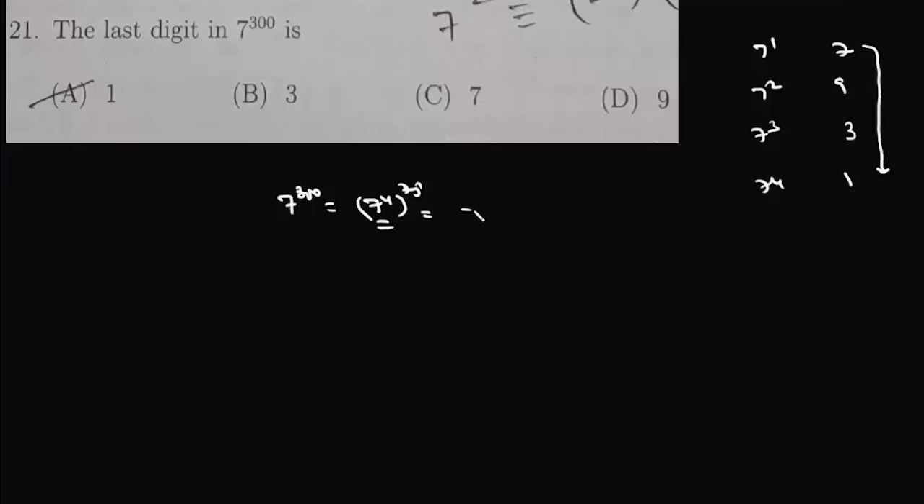Now question number 21 says find the last digit in 7 to the power 300. Now we know that 7 to the power 1, last digit is 7. 7 square is 49, 7 cube ends in 3, and then 1. So we'll repeat this pattern after every 4 numbers. So this 7 to the power 300 is actually 7 to the power 4, to the power 75. Now here we'll have last digit as 1, and 1 to the power 75 will always be 1. So the last digit of 7 to the power 300 will be 1, and that's your option A.